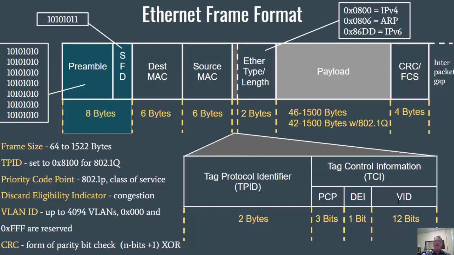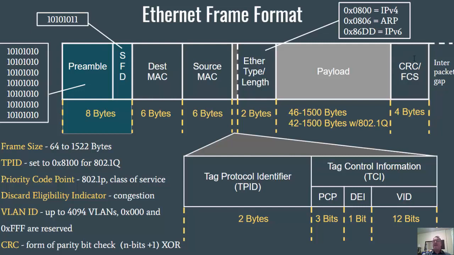Then you have these other fields that get inserted into the Ethernet frame also. The priority code point, PCP, is 802.1p. This signifies class of service or quality of service if it needs priority handling. The discard eligibility indicator will indicate congestion upstream. So the DEI is 1 bit, and can get set to indicate congestion. And then you have the VLAN ID, which is 12 bits long, which allows VLAN tags up to 4094 VLANs. 0x000 and 0xFFF are reserved.